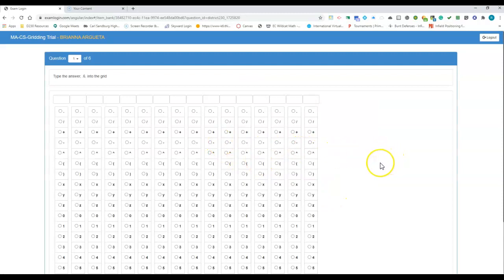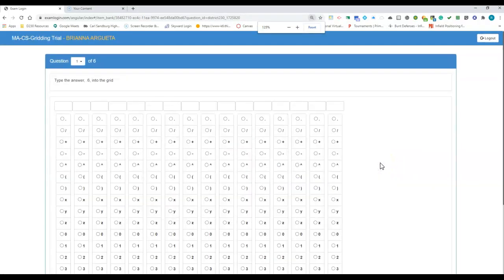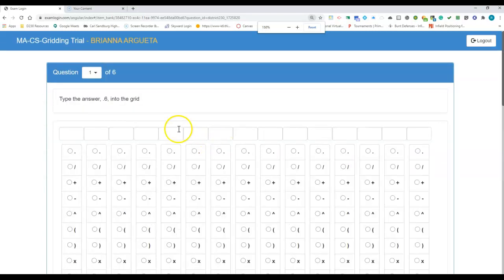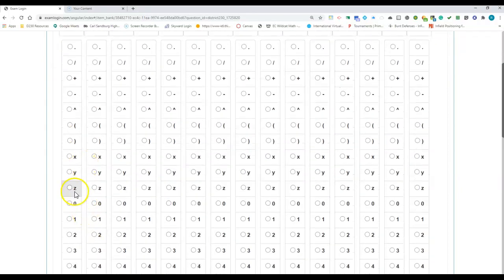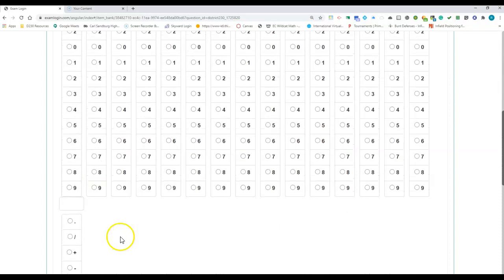Okay. Now, what you need to know is you can zoom in, using your Chromebook, using the control button and up or down. And it gives you a lot of intimidating looking boxes. All right. And in each grid line or grid box, there's a decimal point, fraction bar, addition sign, subtraction sign. This is the exponent caret sign, open parentheses, close parentheses, XYZ, and then 0 through 9.